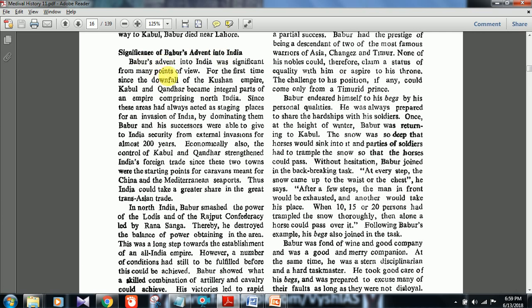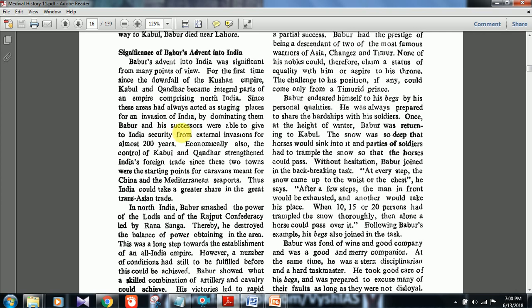For the first time since the downfall of the Kushan Empire, Kabul and Kandahar became integral parts of an empire comprising North India. You know the Kushan Empire, Kanishka and all. He had this western side also under the empire, including the China route. Okay, trade route. So after that, this is the first time someone is integrating all these places together, and that is Babur.